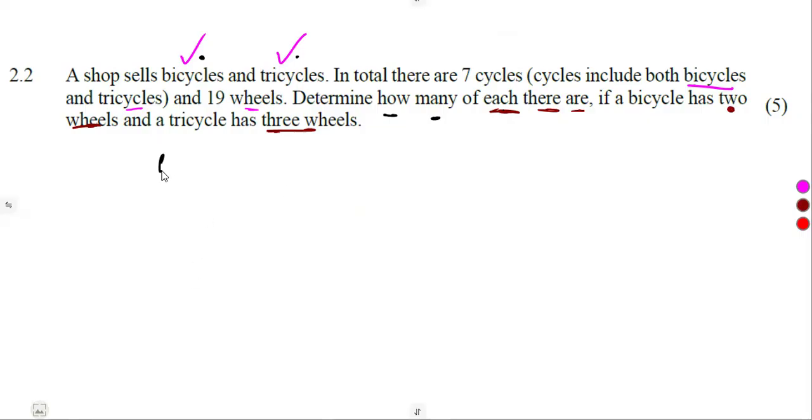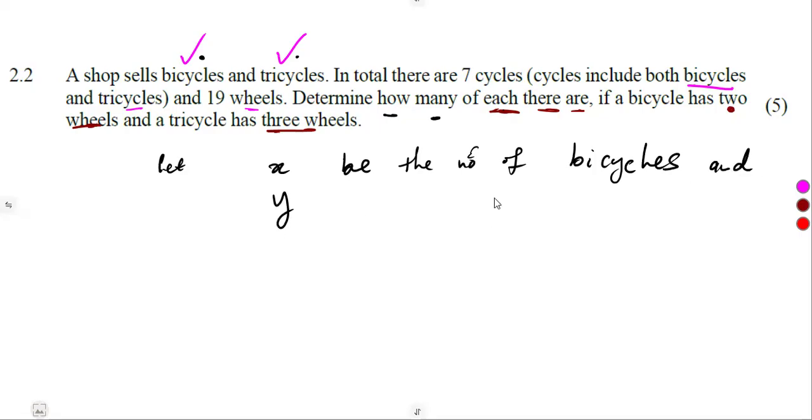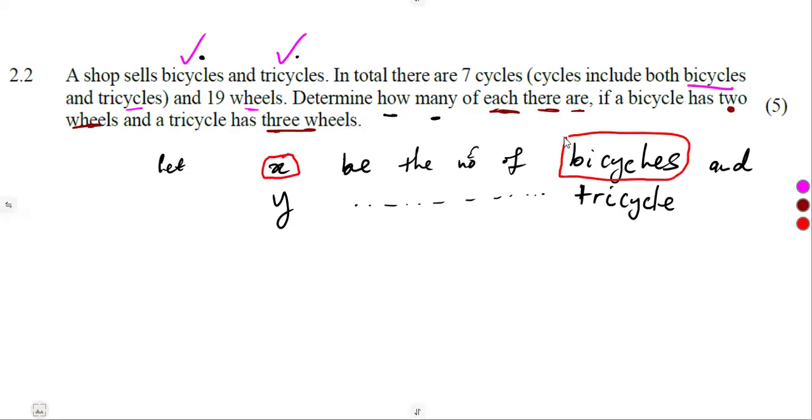So let us introduce letters for these 2. Let X be the number of what? The number of bicycles, all right? And Y be the number of tricycles. Let us put it that way. So X is going to go with bicycles, and Y is going to go with the tricycles. All right.